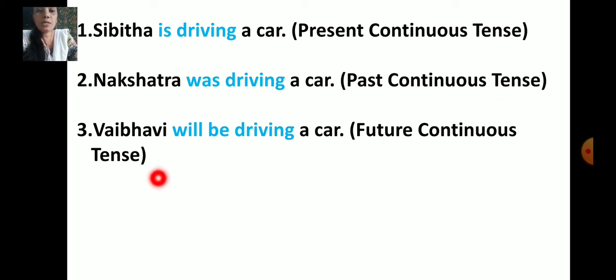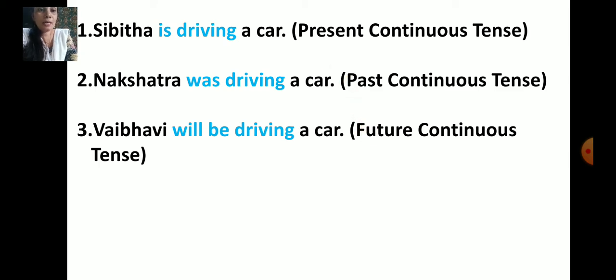And number 3, similarly, Vaibhavi will be driving a car. Will be driving a car. Meaning she is not driving now, and she was not driving, she will be driving. That is future tense. So will be driving indicates the future continuous tense. So the word continuous means ing words. And is, was, will be, you can make out the present, past and future.